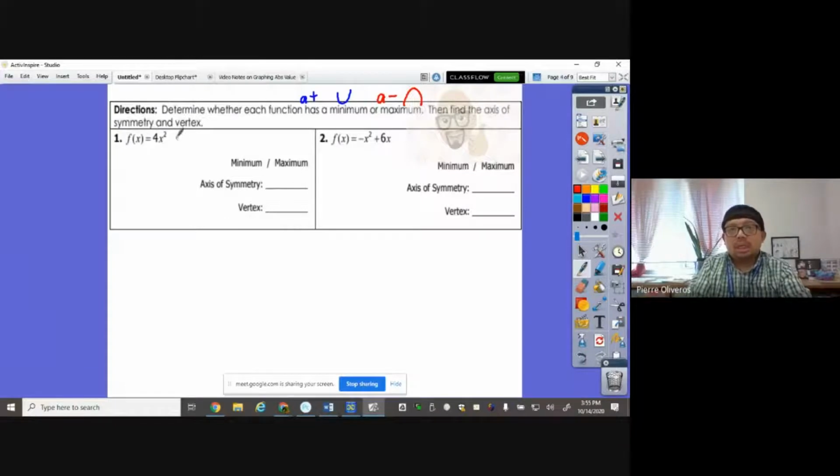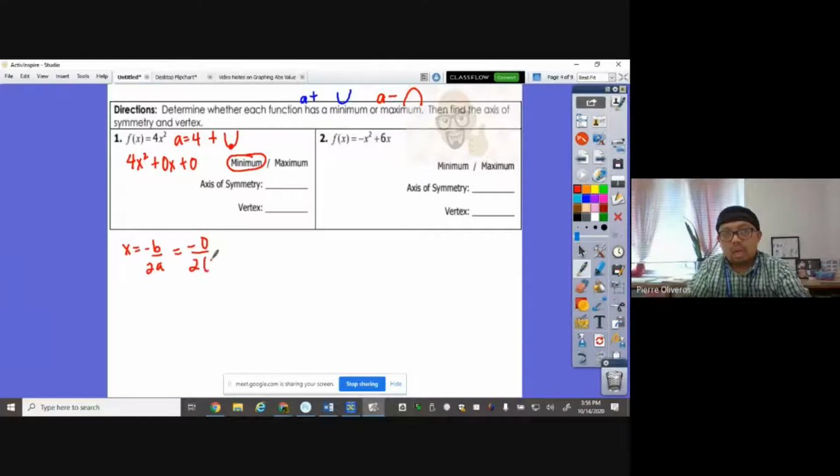Since the value of a here is 4, that's positive, so it opens upward. Therefore, the vertex there is the minimum value. For the axis of symmetry, the formula is x equals negative b over 2a. In this case, we only have 4x squared. There's no bx, so that's 0x, and the c there is 0. So the b is negative 0 over 2 times 4. That's 0 over 8, and 0 divided by 8 is 0. Therefore, the axis of symmetry is x equals 0.